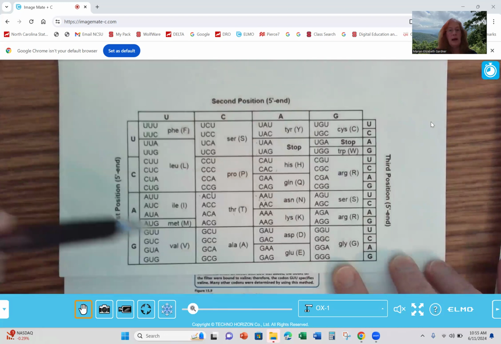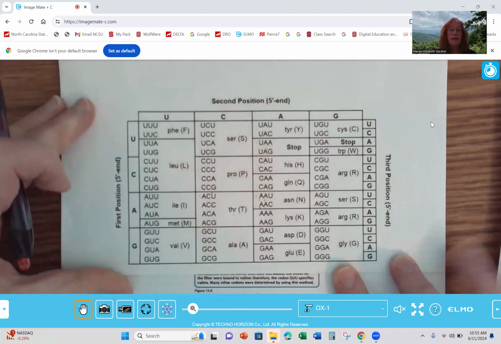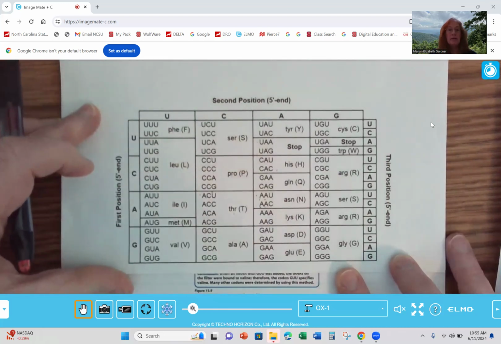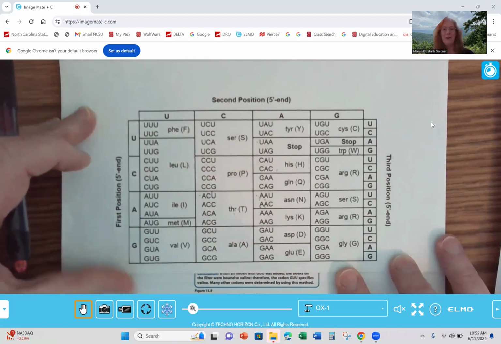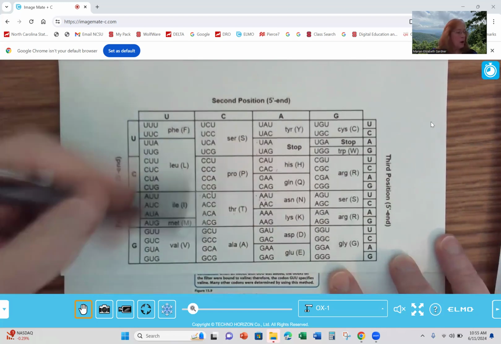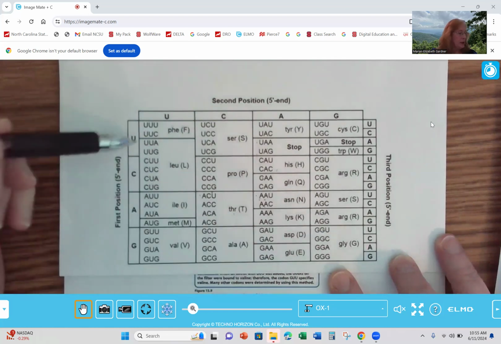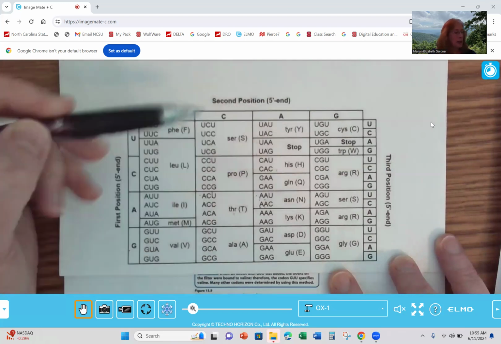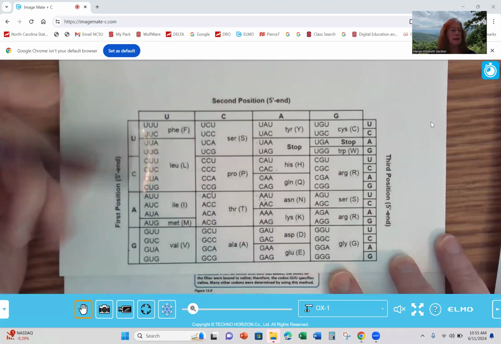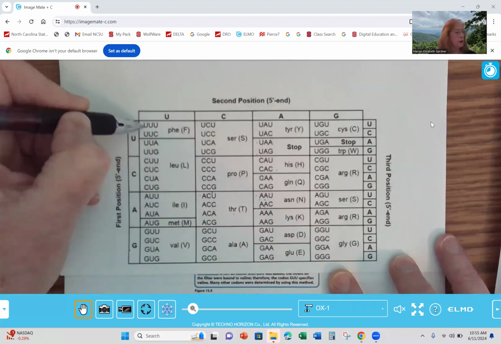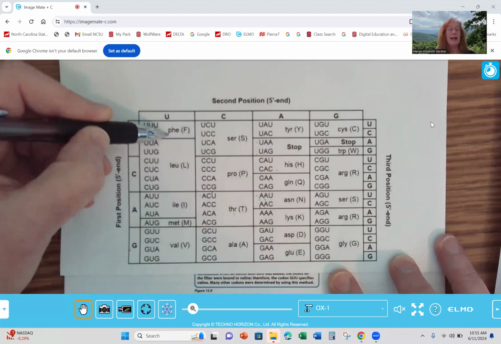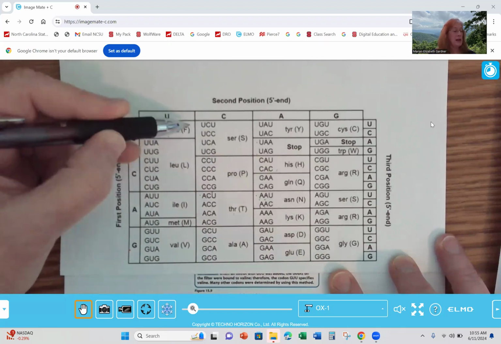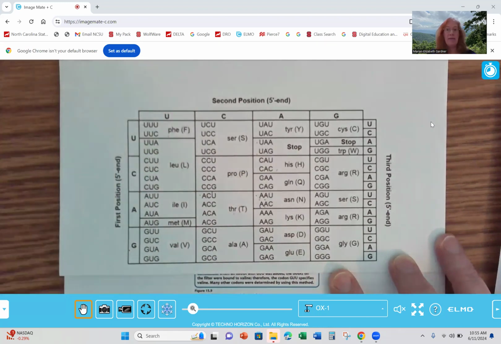This is the coding dictionary that you will be given on exams. Typically, it's the first item on an exam if I feel you will need it on the exam. It's always set up the same. So the first position is the one on the left, UCAG. Second position across the top, and then within each of these boxes is the third position. So UUU codes for the amino acid phenylalanine, and the 3-letter abbreviation for phenylalanine is PHE. The 1-letter abbreviation is F.